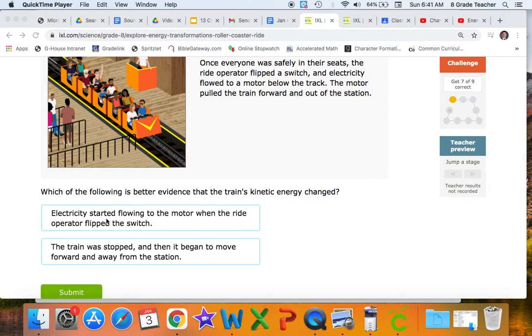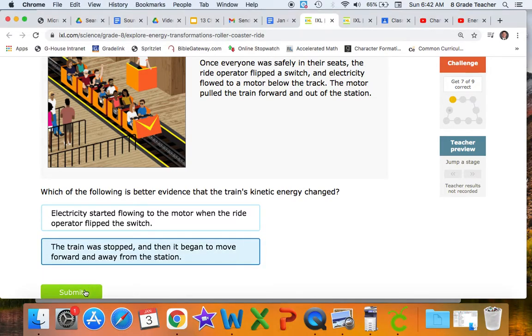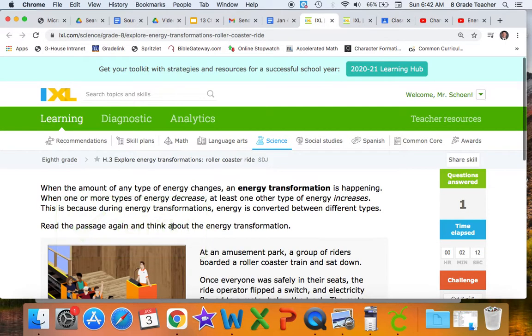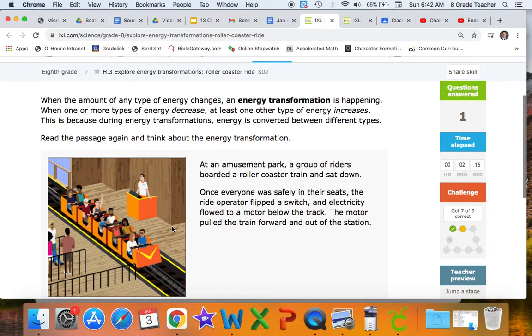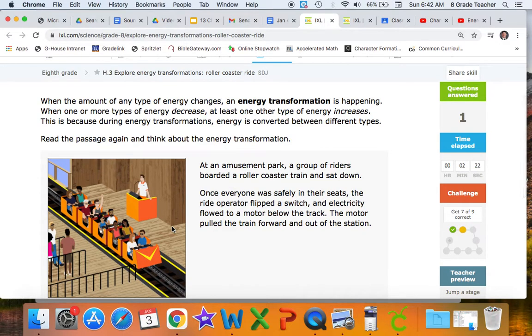Well, electricity started flowing to the motor when the operator flipped the switch, or the train was stopped and then began to move. If we're talking about kinetic energy, we want to focus on the fact that it was stopped and now it's moving. So we've got this idea. When the amount of energy changes, energy transformation is happening. When one or more types of energy decreases, at least one other type of energy increases, kind of like a seesaw or teeter-totter. This is because during energy transformations, energy is converted between different types.